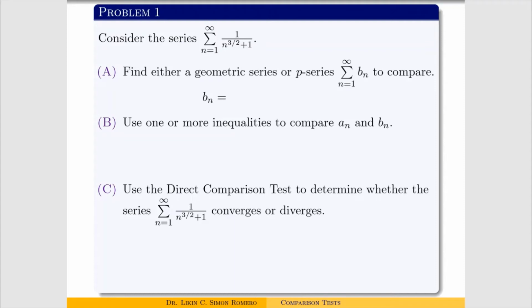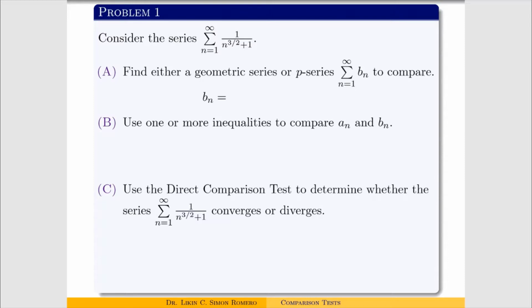In these next couple problems, we will use the direct comparison test to determine whether certain series converge or diverge. In this first example, we have the series n equals 1 to infinity of 1 over n to the 3 over 2 plus 1. In part A, we want to find a geometric series or a p-series that you can compare b of n to.